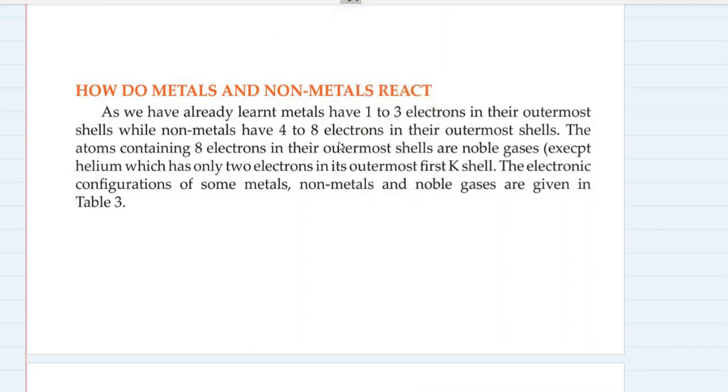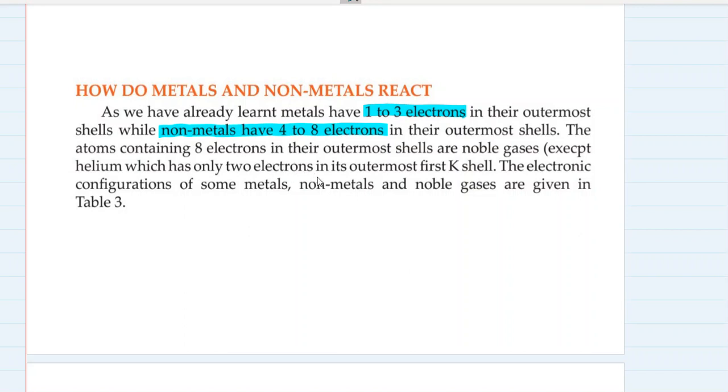As we have already learned, metals have 1 to 3 electrons in their outermost shells. Please take notes, keep your pens and notebooks with you. Whatever important points you find, please note them down. It is easier for you to form answers when I give you homework or when you are writing a test, because you have taken down the notes and your concepts are clear. So metals have 1 to 3 electrons in their outermost shells and non-metals have 4 to 8 electrons.